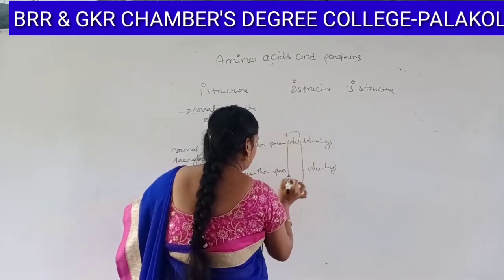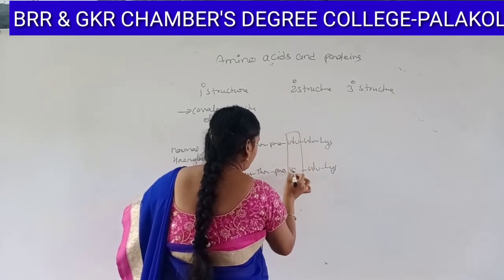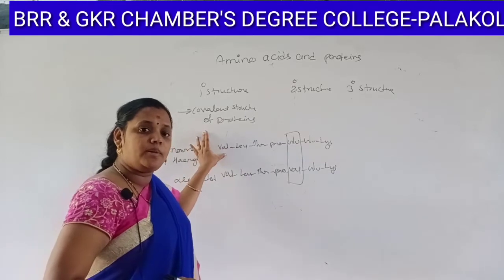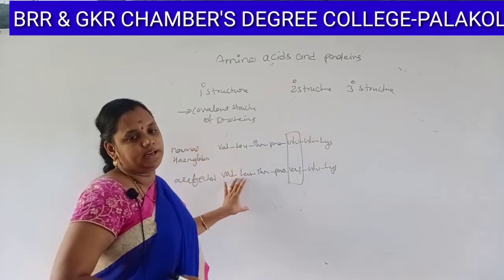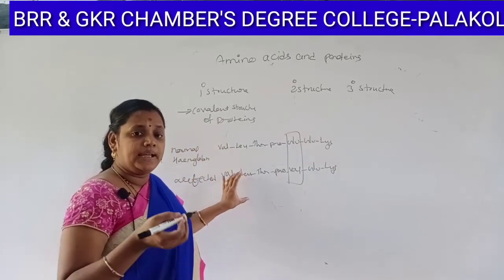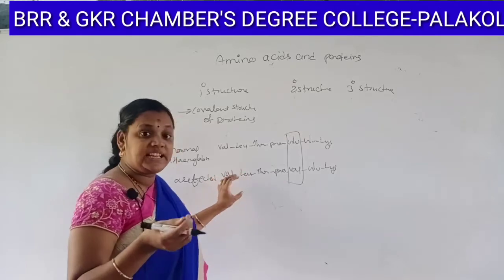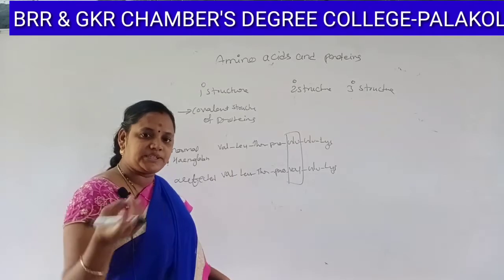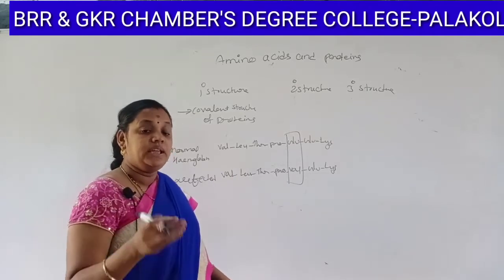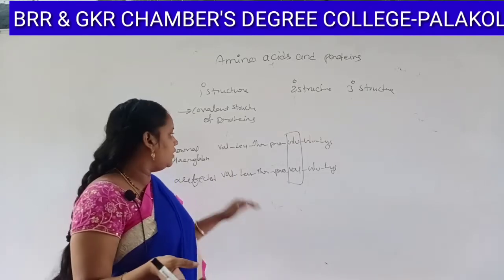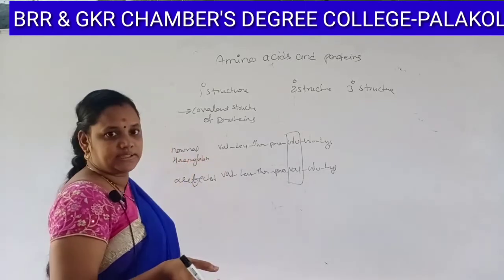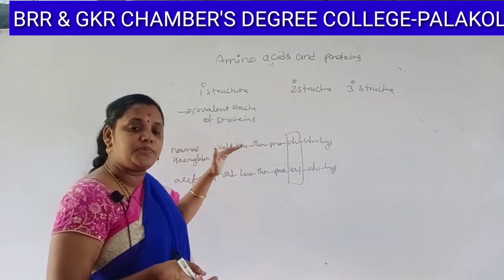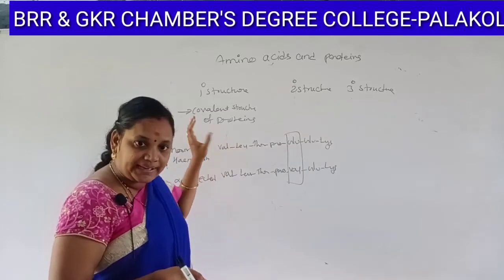Instead of glutamic acid, GLU, if I place valine, what happens here? Normal hemoglobin becomes defected hemoglobin. So what happens? The red cells get precipitated. If the red cells get precipitated, they may burst, even cause death. So it's very important, students. The primary structure of proteins is responsible for the biological activity.